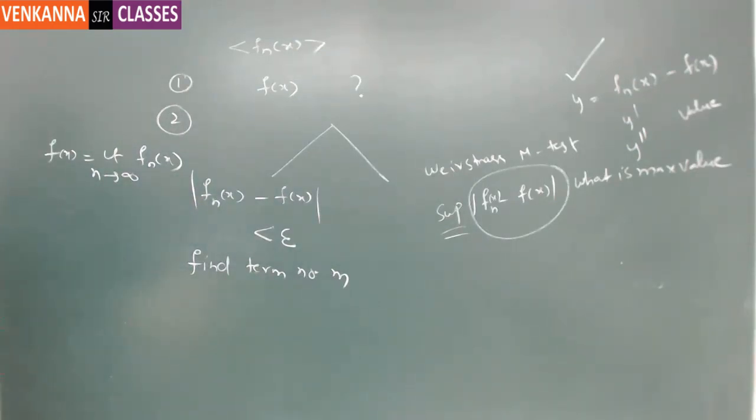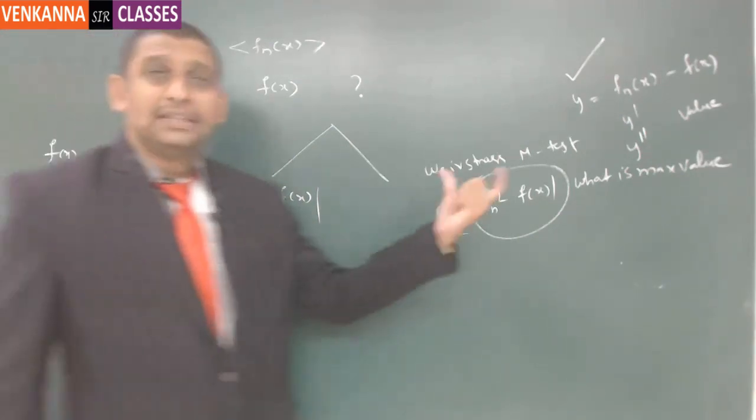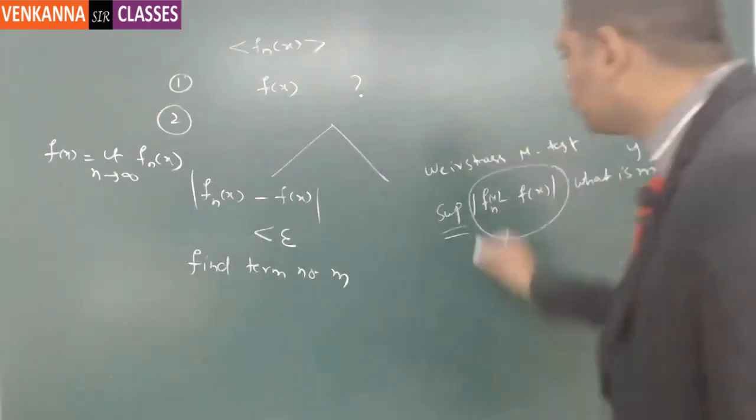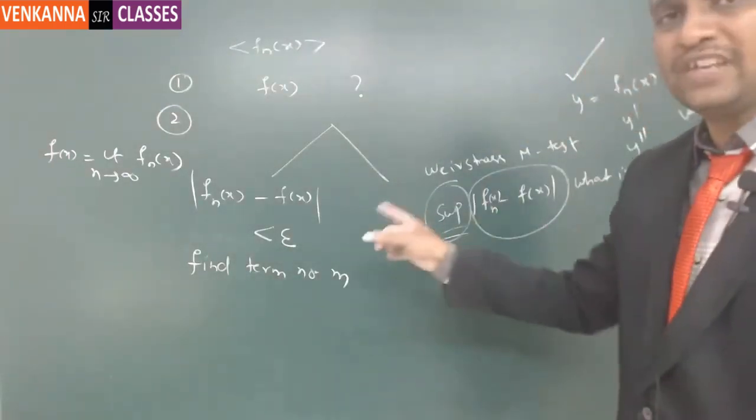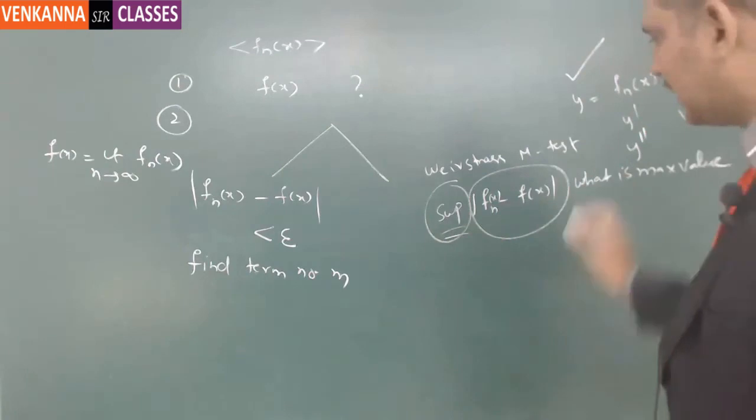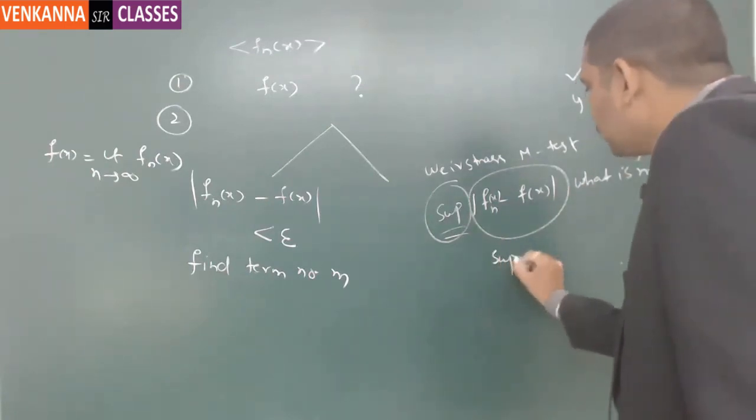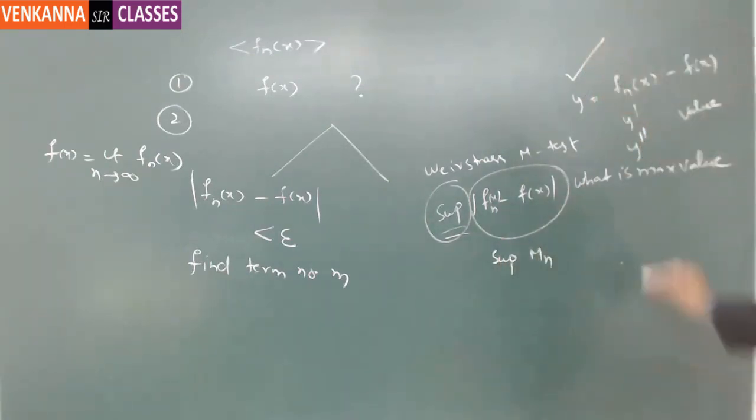You have calculated dy by dx and d square y by dx square. At what value of x y will be maximum, you will find. That maximum value is nothing but the supremum. So in the Weierstrass M test, we symbolically write it as supremum Mn, where Mn is equal to the modulus of this value.